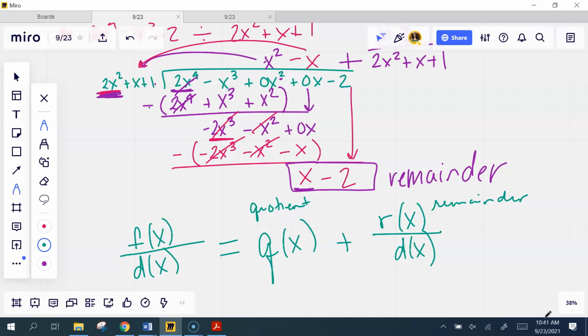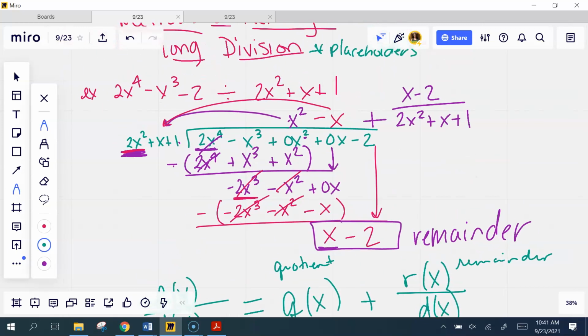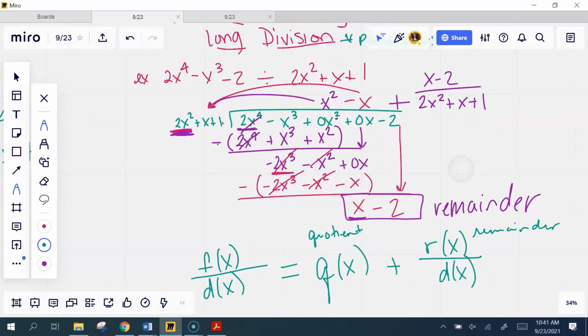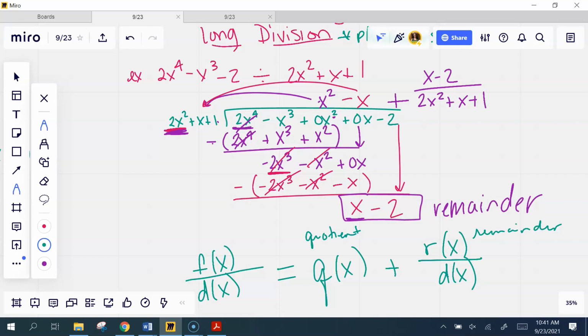Y'all okay? No, so this was 2x to the fourth minus x cubed minus 2 over 2x squared plus x plus 1. So what's in front in the division problem? But what's in the bottom, what's in the denominator stays in the denominator. Does that make sense? Okay. Everybody good?